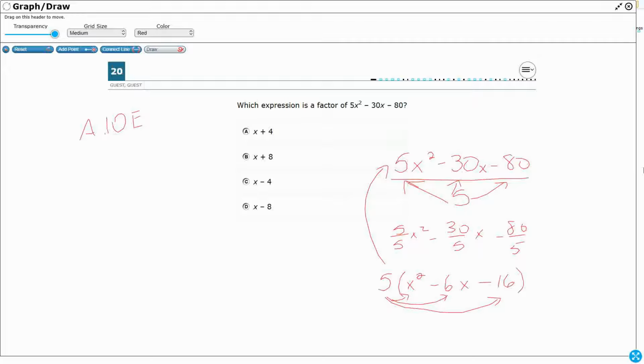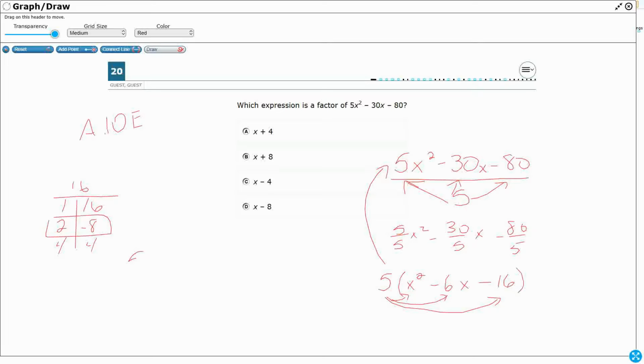So we're looking for factors of 16 that multiply to -16 and add to -6, right? So we're looking at 1 and 16, we're looking at 2 and 8, 4 and 4. That's the only way I'm getting the 16. And I could deal with this right here. I need it to be a negative 6. So I need this to be the negative.